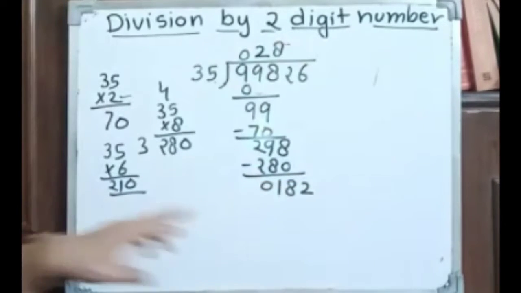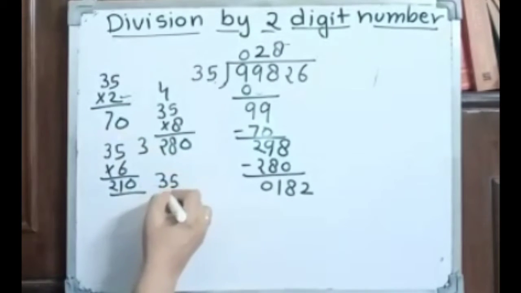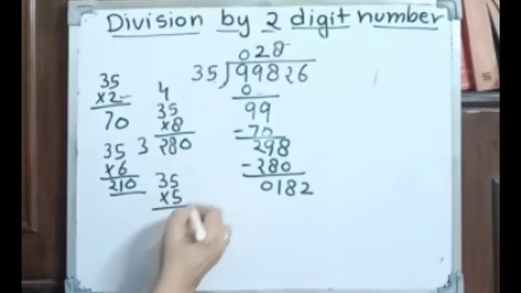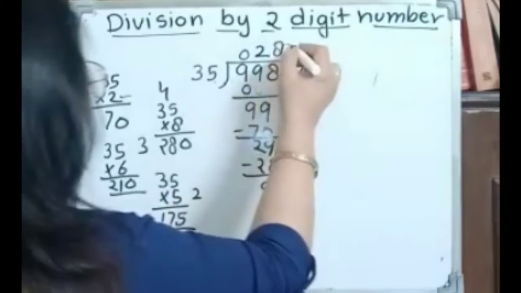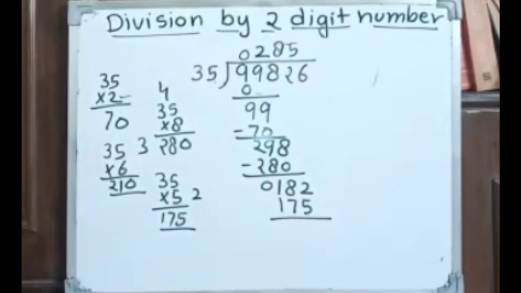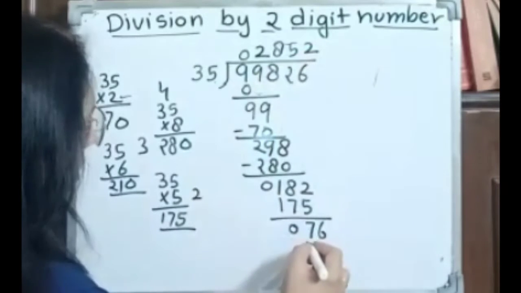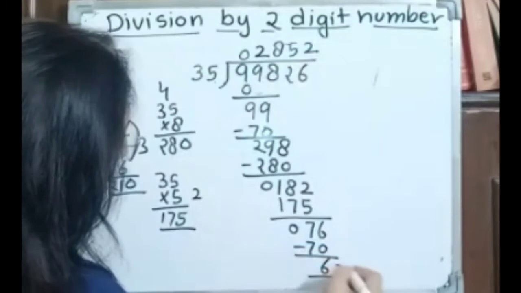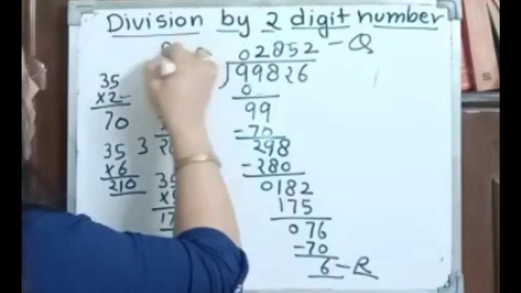Now take down 2. Now 182. So 35 fives are 175. Now we have to subtract. So here we have 7, 0, 6. 35 twos are 70. So the remainder is 6. The quotient is this, and this is the divisor.